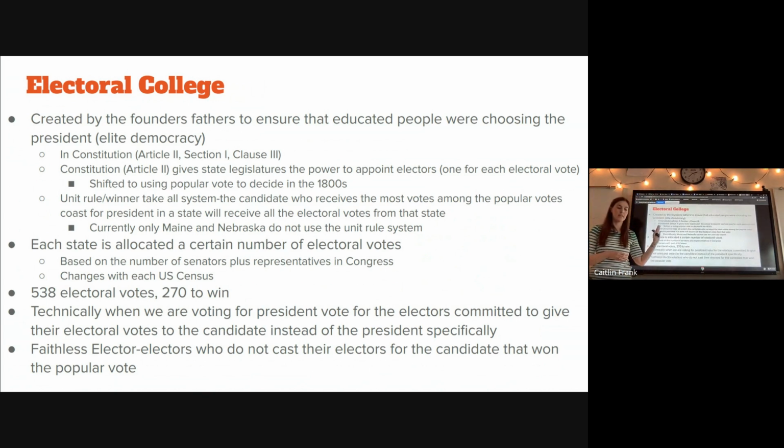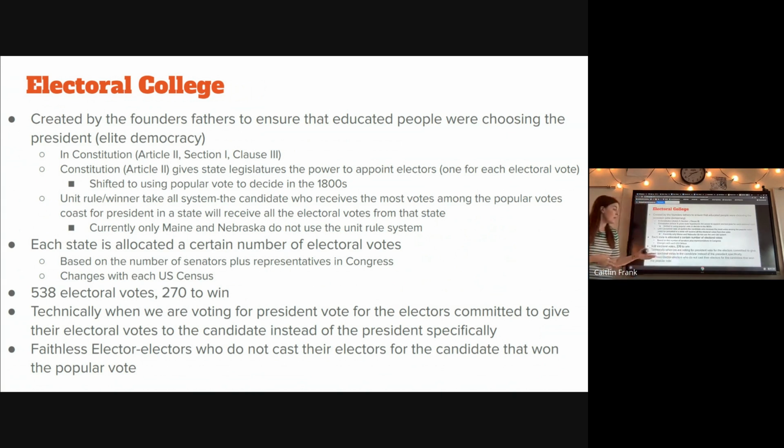Remember, this is an example of elite democracy because instead of the people voting directly on a president, we have electors who are the ultimate deciders on where the electoral vote is going to be, and electors do not have to put their electoral vote towards the popular candidate.